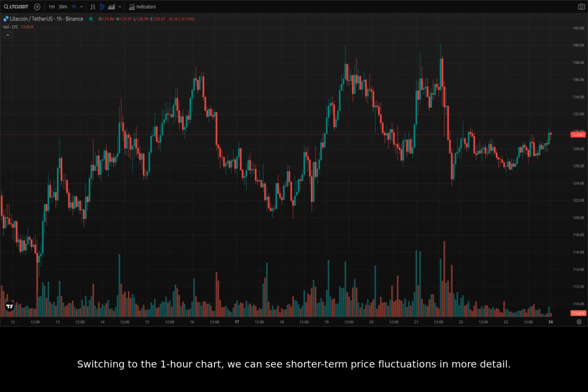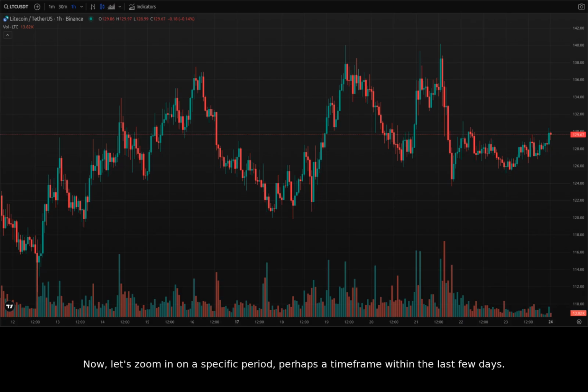Switching to the 1-hour chart, we can see shorter-term price fluctuations in more detail. These intraday changes reveal the short-term market sentiment and volatility. We might notice a trend that isn't clearly apparent on the daily time frame. By examining the hourly chart in detail, we can observe more short-term patterns. Here we can examine recent candlestick patterns in detail. The 1-hour chart will give us an even clearer picture of the recent price swings and volume fluctuations.